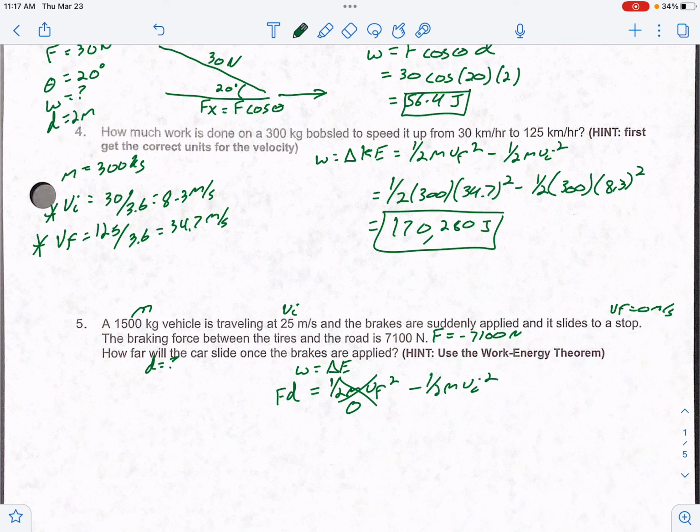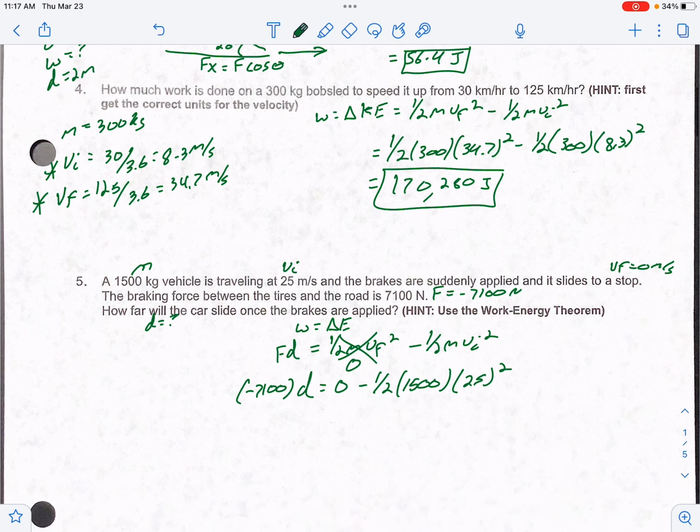So now I get to plug in. Force is going to be negative 7,100. Distance, I don't know. So 0 equals 0 minus 1/2 my mass, which was 1,500, and my initial velocity is 25, and that is squared. So be careful with your math. Divide both sides by negative 7,100, and you should get a distance of 66 meters.